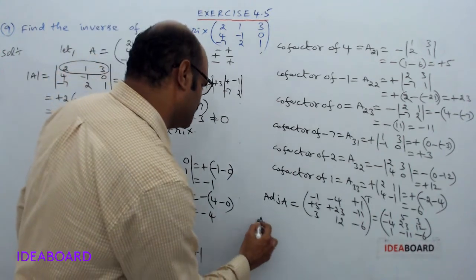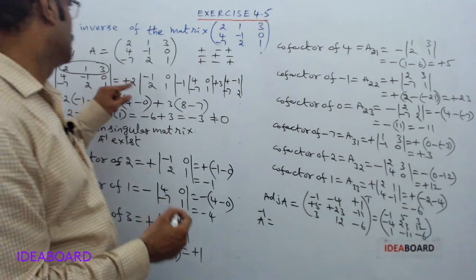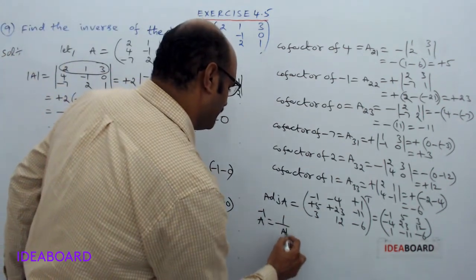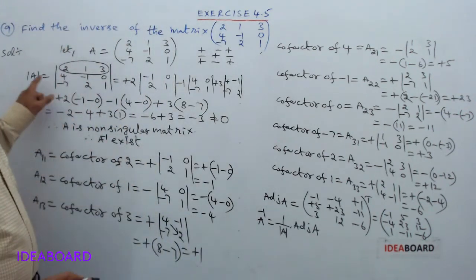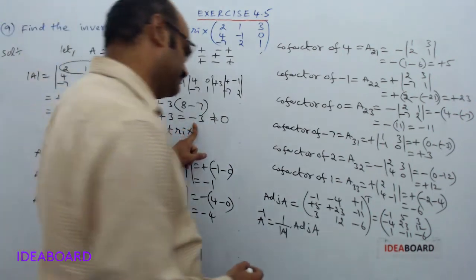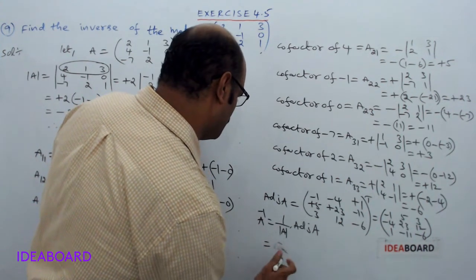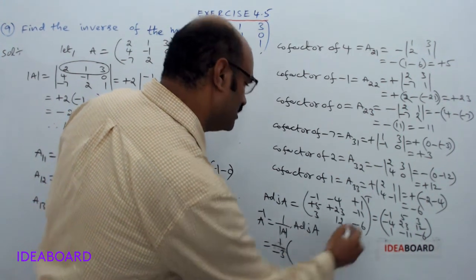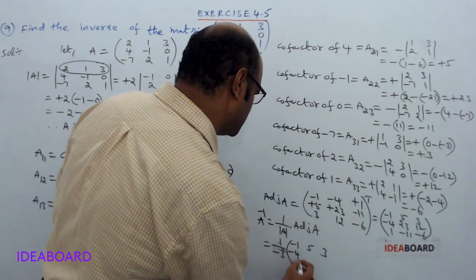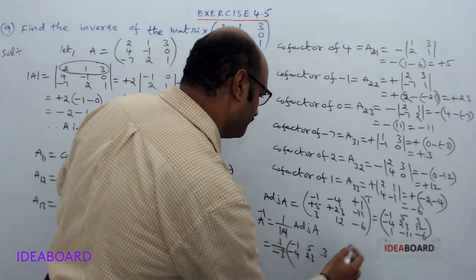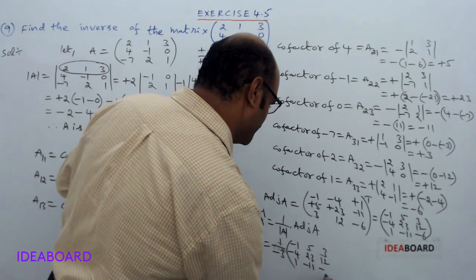Now A inverse equals the formula 1 by det A into adjoint of A. Here det A equals minus 3. So we have 1 by minus 3 into the adjoint of A: minus 1, 5, 3, minus 4, 23, 12, 1, minus 11, minus 6.